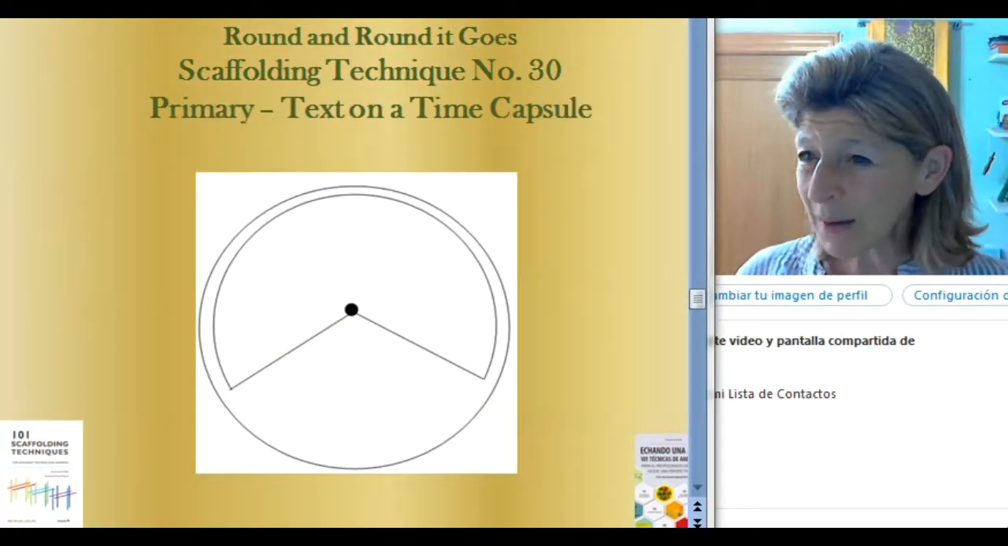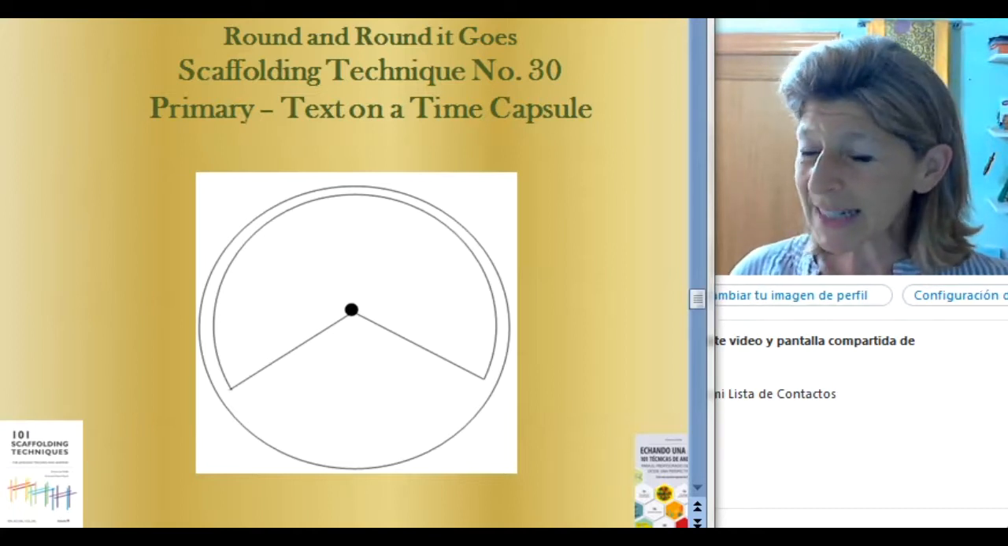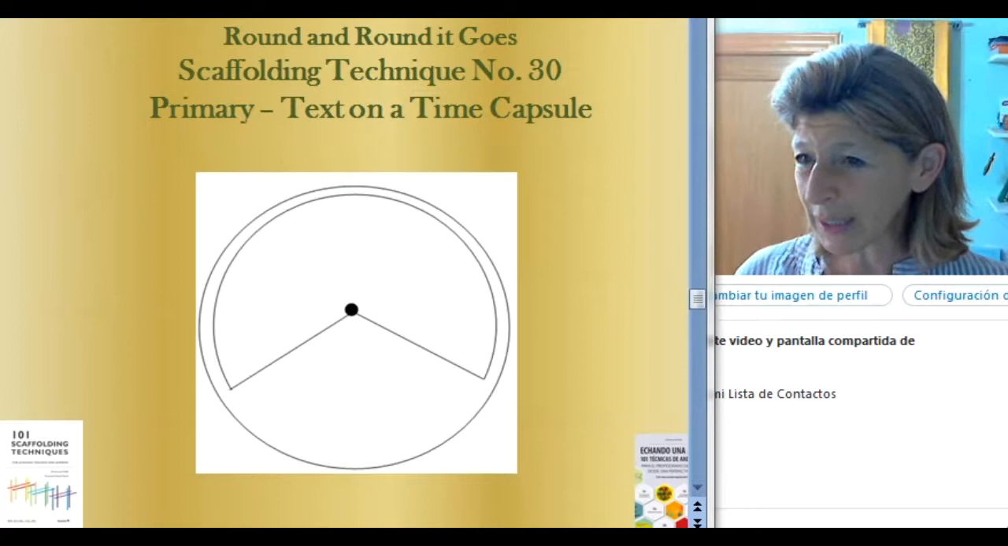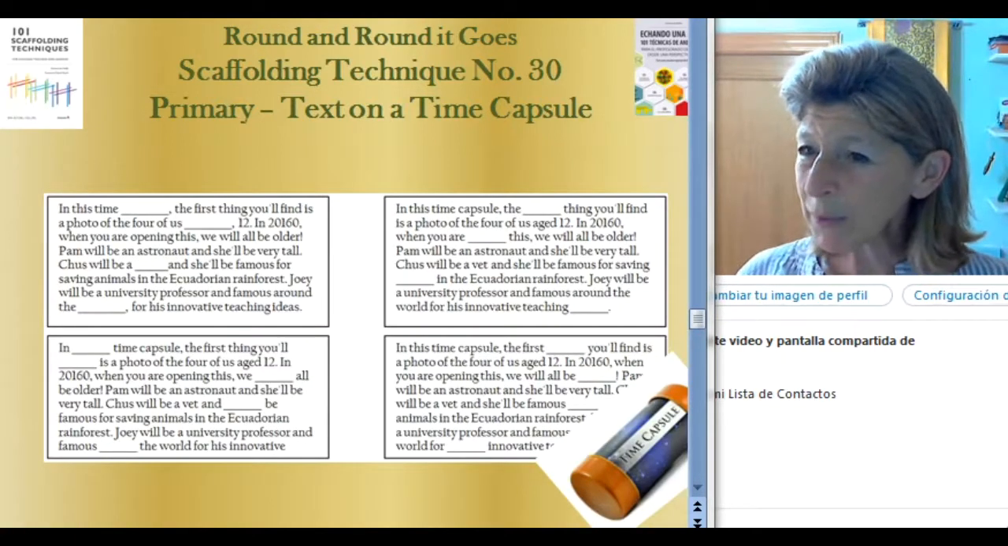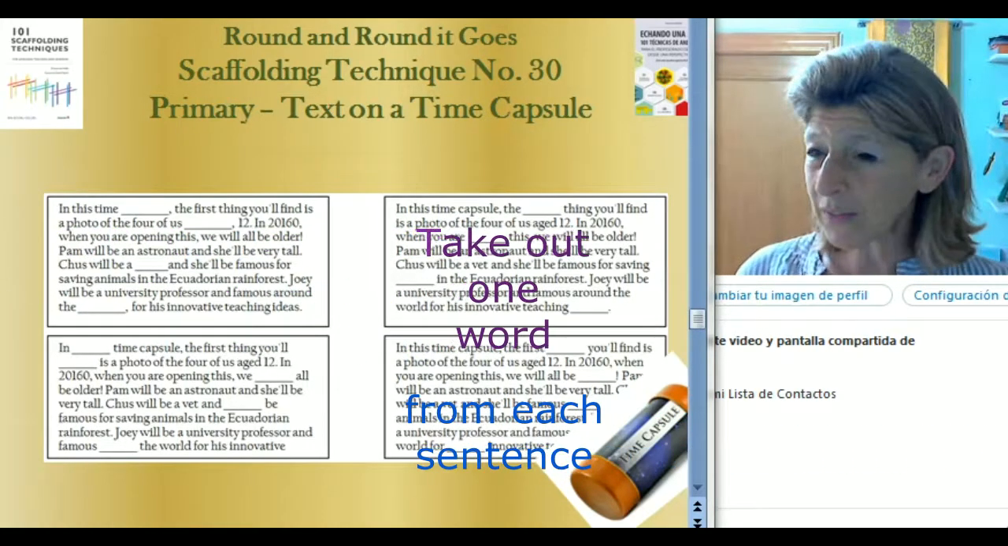So let's try the same thing in primary. How can we do that? Well, let's take a text on a time capsule that the students have to read. Let's help them feel empowered when they read it. So just like before, I've taken the first paragraph of the story and I've put it in 4 text blocks. And I've taken one word out of each sentence.